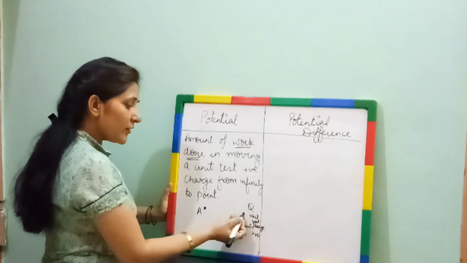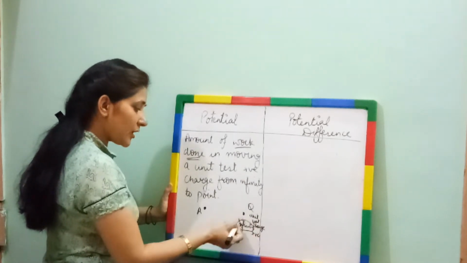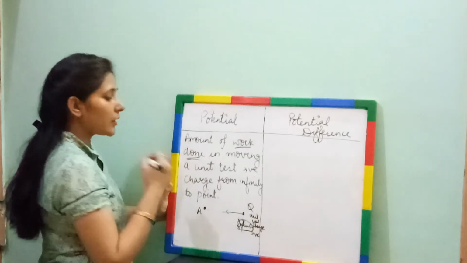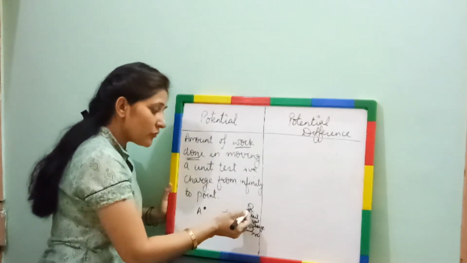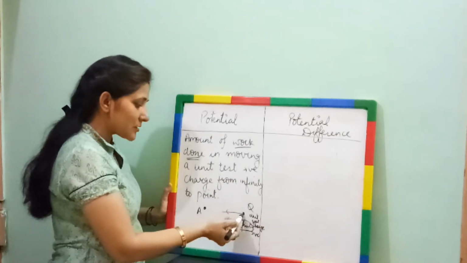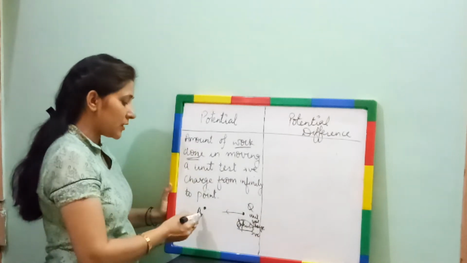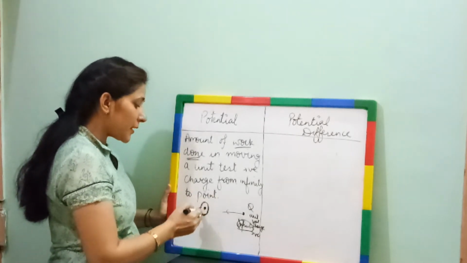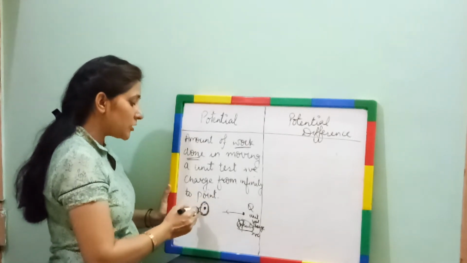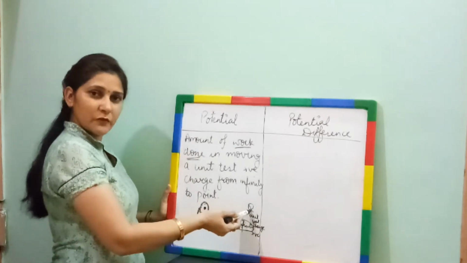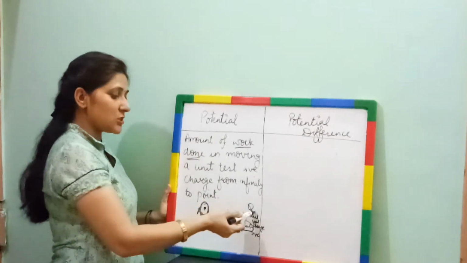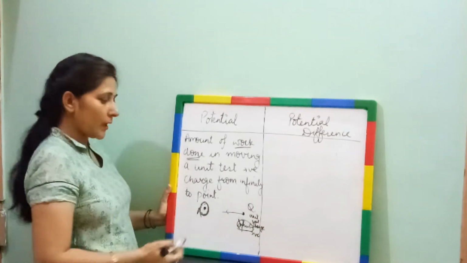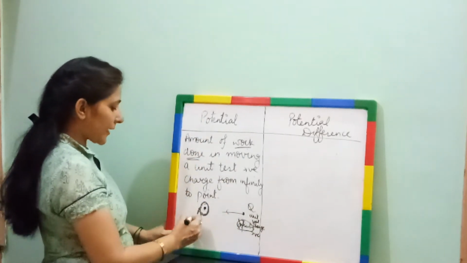When we are moving this unit test positive charge from this infinity to this point A, we have to bring it from here up to this point A. Whatever work is done in bringing this unit charge from here to this particular point is the potential of this particular charge at this point A. It is the potential at this point when the charge is moved from infinity to point A. And this potential is denoted by capital V.